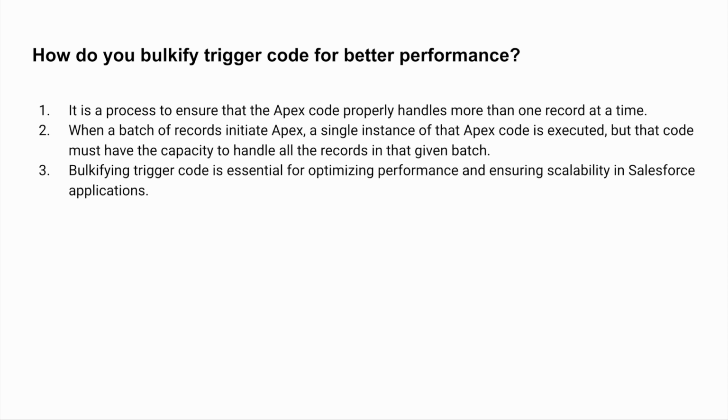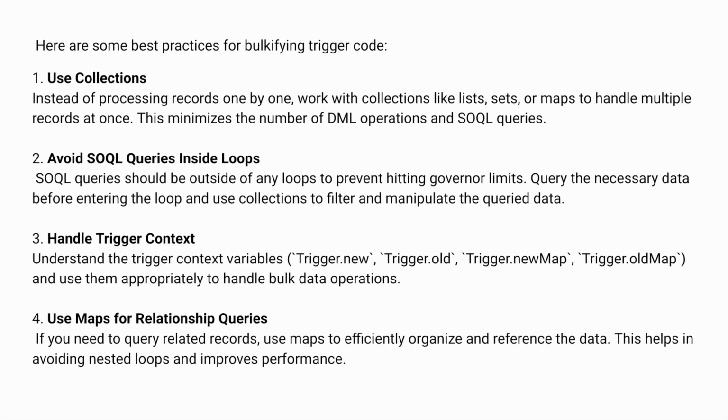So how can we bulkify our trigger code? Let's go over this. Our first option is that we should use collections. That means lists, sets, or maps. Instead of processing one record in Apex code, we should be using lists, sets, or maps, so that it will be able to handle multiple records at once, and it will also result in a reduction of DML operations and SOQL queries.